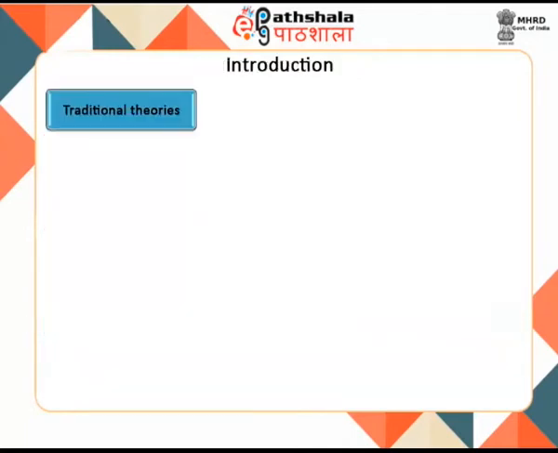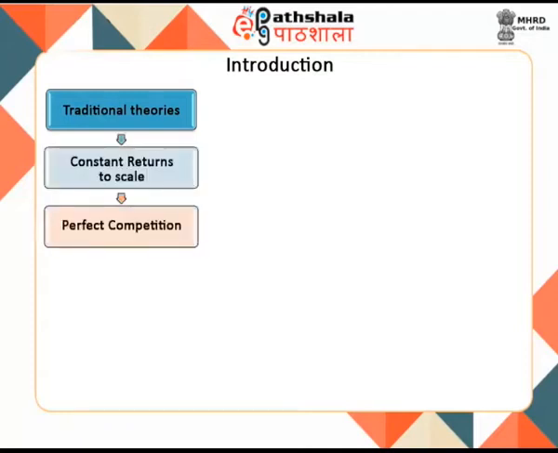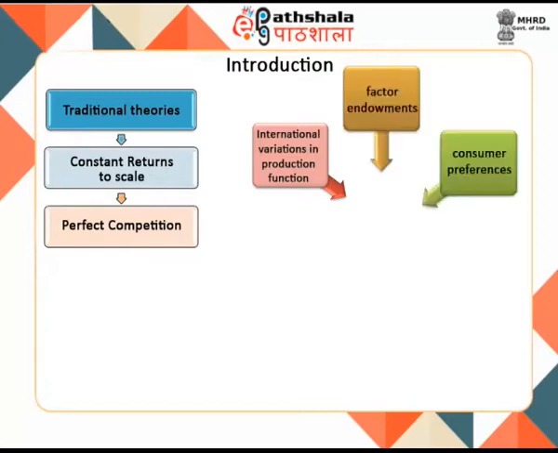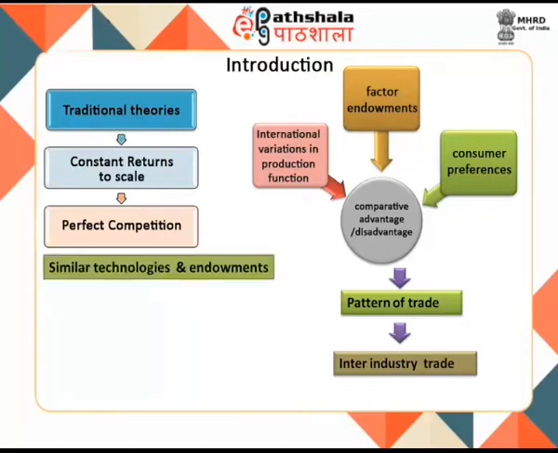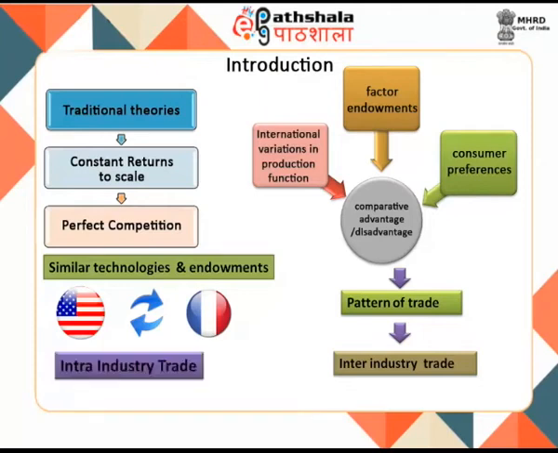The traditional theories of comparative advantage based on constant returns to scale and perfect competition predicted that the more the countries are different, the more they should trade. The international variations in production function, factor endowments, and consumer preferences determine in which goods the country has a comparative advantage and comparative disadvantage. This comparative advantage determines the pattern of trade known as inter-industry trade. However, trade is possible between countries with similar technologies and endowments, for example, trade between developed countries. The countries often export and import within the same sector. This type of trade is defined as intra-industry trade.